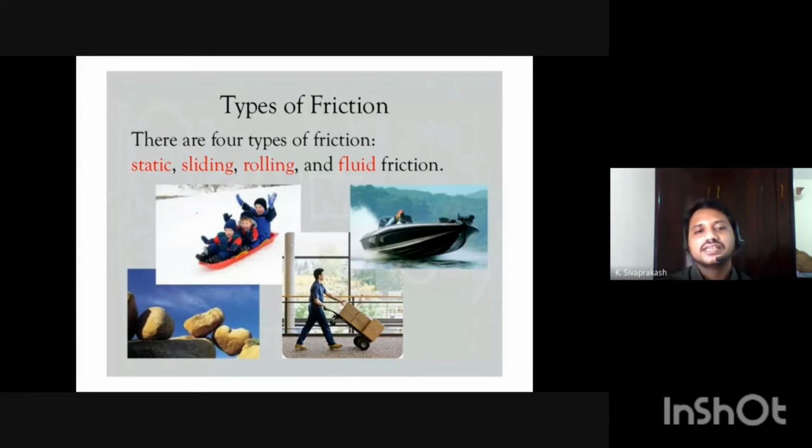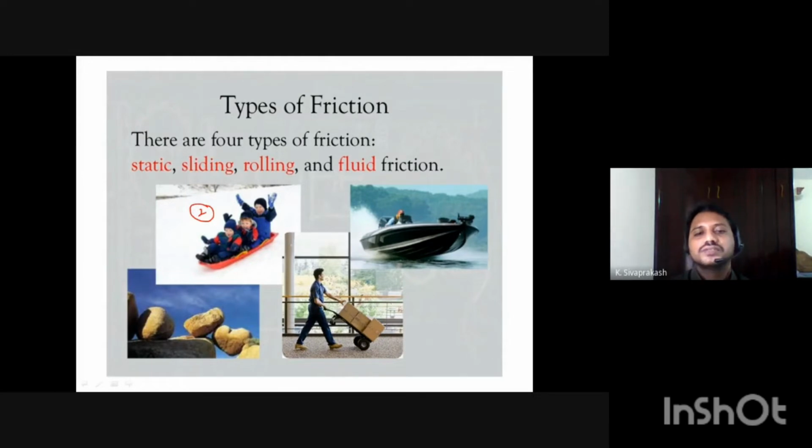And in the second case, the persons who are traveling on the snow, this trolley moves on the snow. There is a sliding between the surface and the object. So that's why the friction which is developed between them is a sliding friction, due to the sliding of the object.